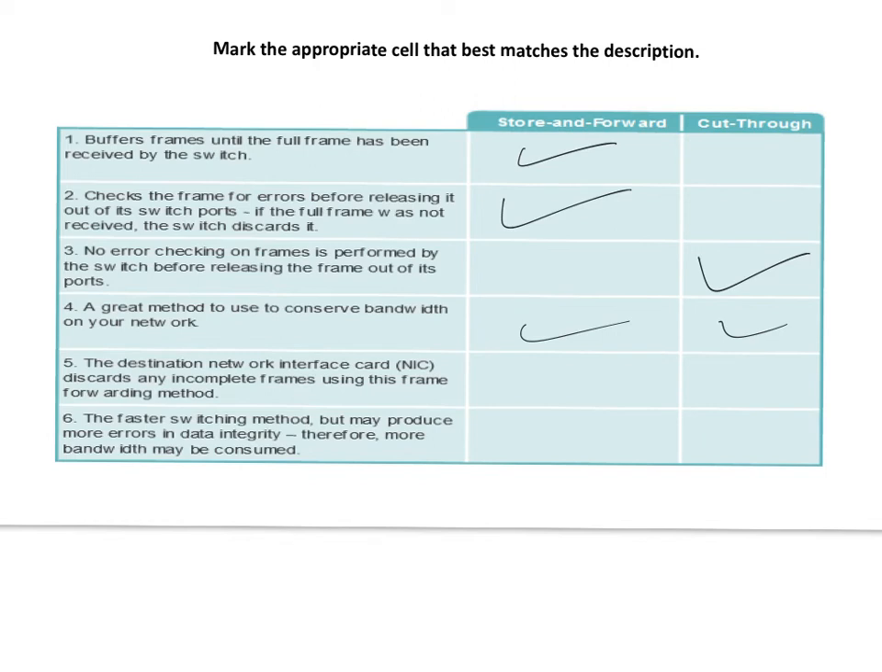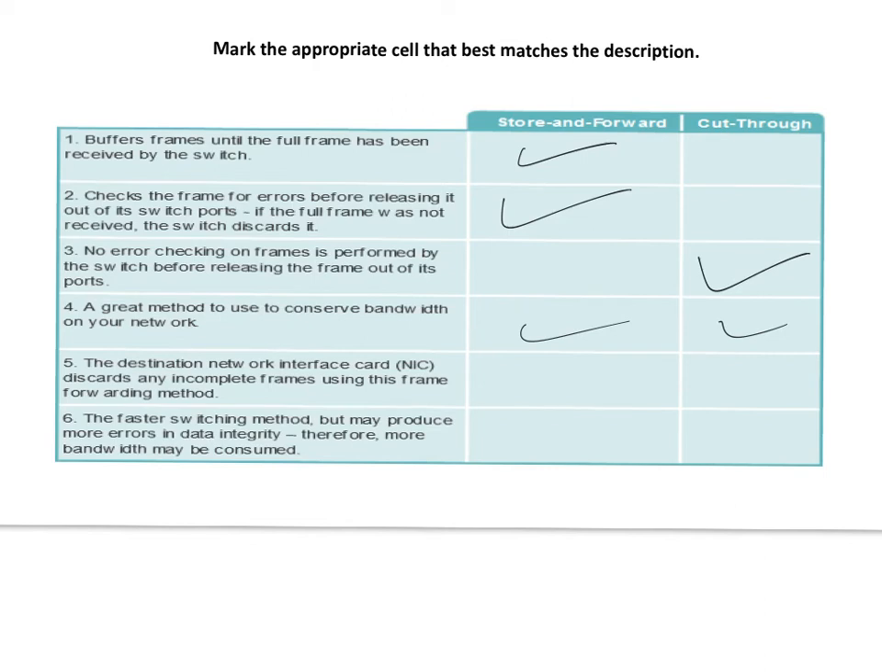But if the probability of error is very low, then cut through is the best, and cut through will conserve the bandwidth much more efficiently than store and forward, because if the probability of error is very low, then cut through will forward things very fast, in which case you will have more bandwidth. Okay, so the transmission between the devices will be much faster in that case.